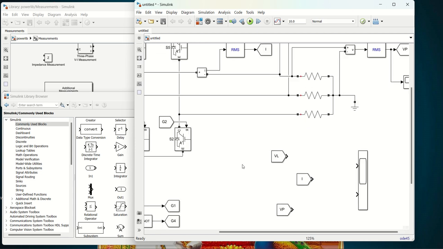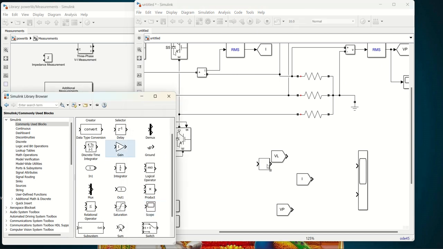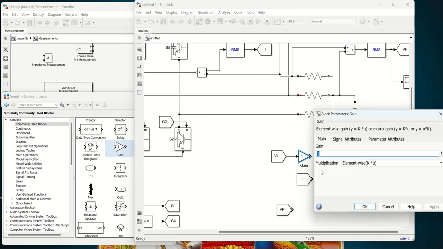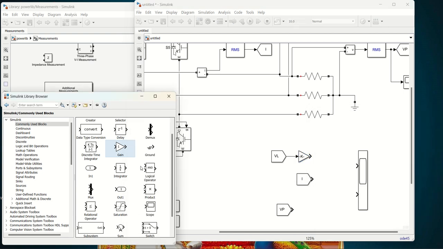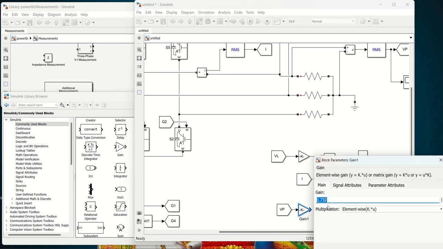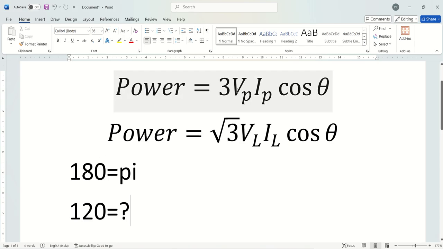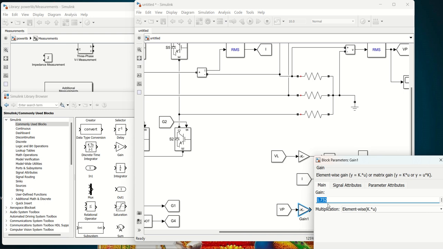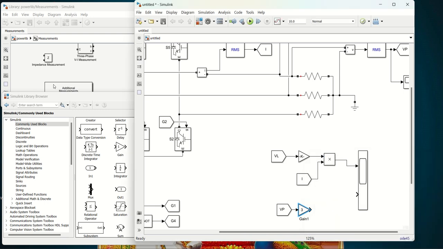So now I will take a gain of 1.732, since root 3 is 1.732, and I am using a product. Cos theta I have taken as 1. The same thing I can do here also. But with phase voltage, it is 3, not root 3. So we'll change it to 3. Then again we'll do the product.